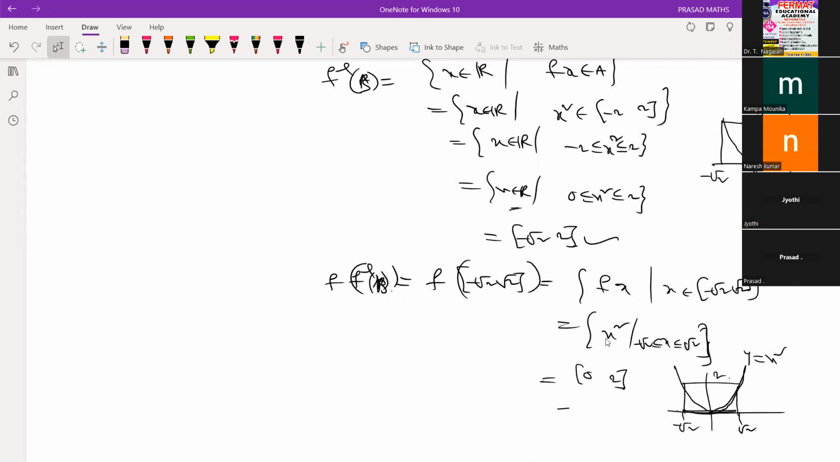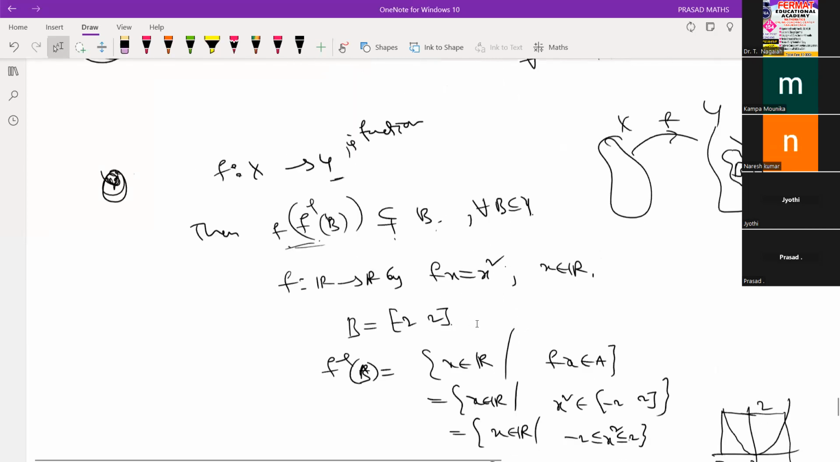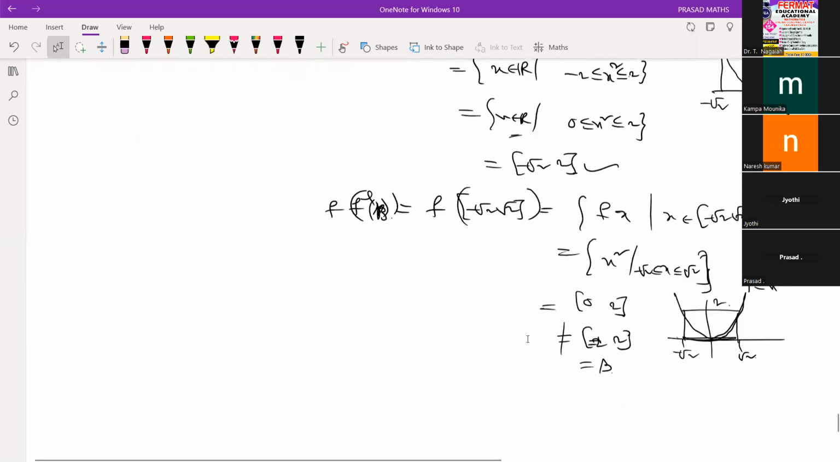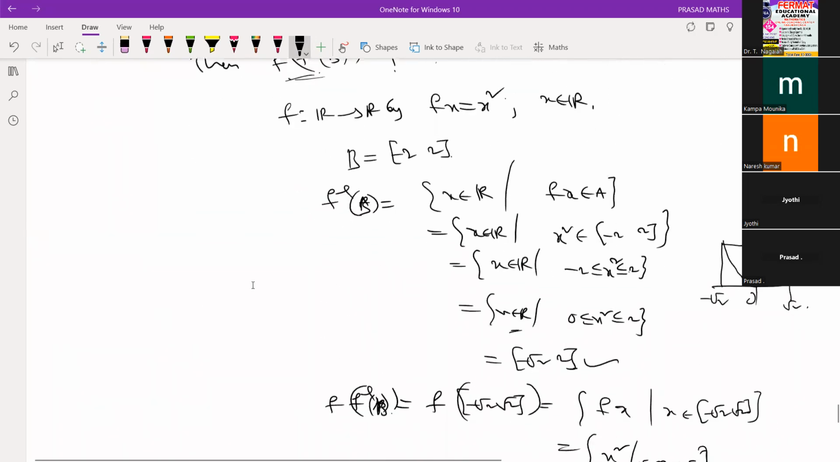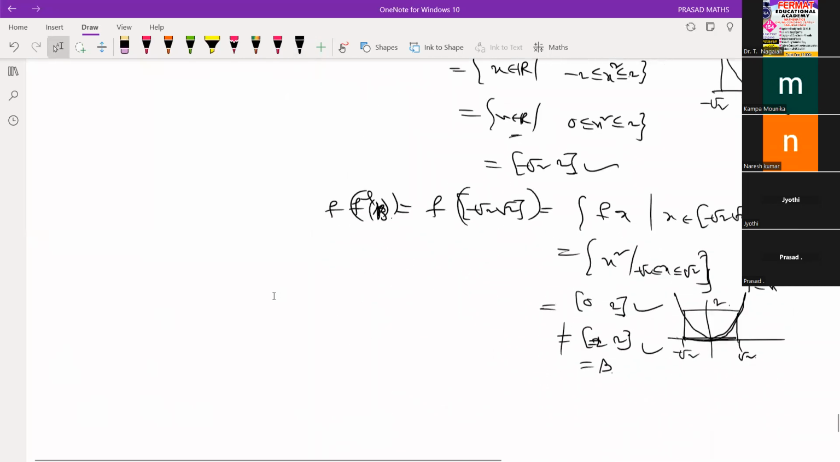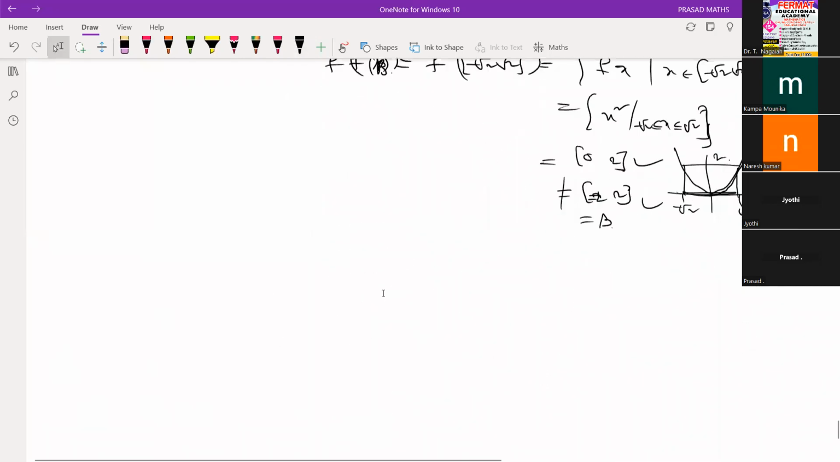Question is, is it equal to B? My B is -2 to +2. Is it equal to B? No. This is 0 to 2, and this is -2 to 2. Therefore they cannot be equal. So in general it is a proper subset. You simply observe that by taking this example. But when F is an onto function, they may be equal.